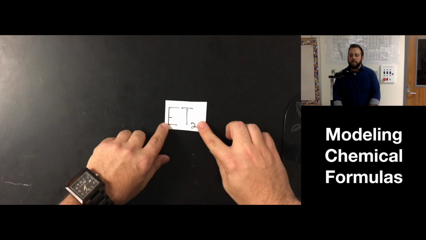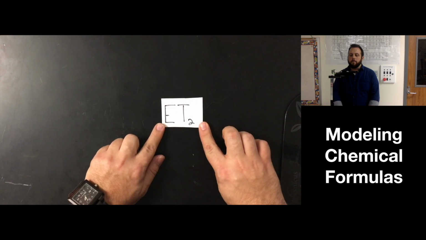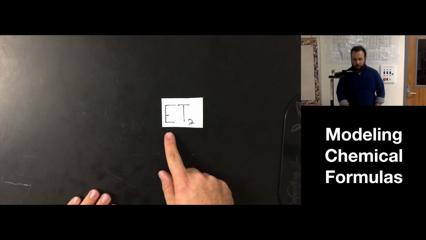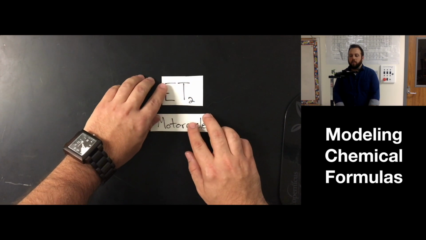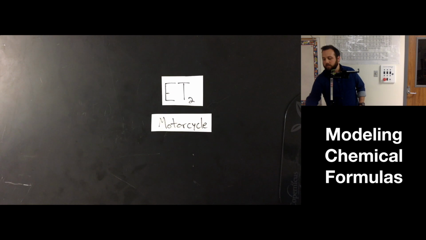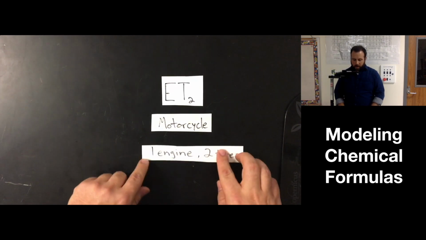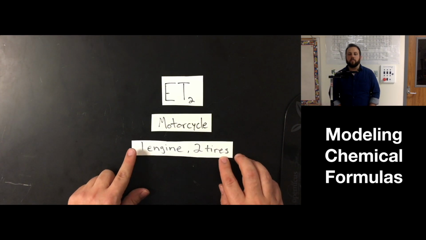So let's look at another one. So how about this one? Again, we've got 1 E and then 2 T's. Give up? That's a motorcycle. Okay, because a motorcycle has 1 engine and 2 tires.